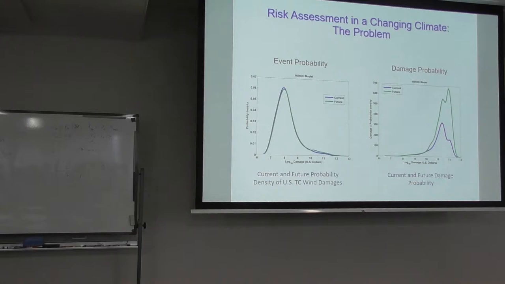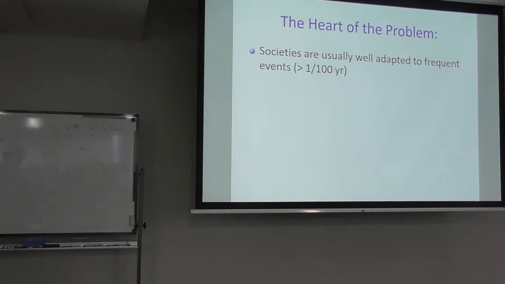And that's very, very important to understand. We don't care what happens to the common events to first order. We care what happens to the extreme events. So risk is usually about extremes. To summarize, societies are pretty well adapted to events that are more frequent than about once in 100 years. What's magic about 100 years? Three human generations or so.